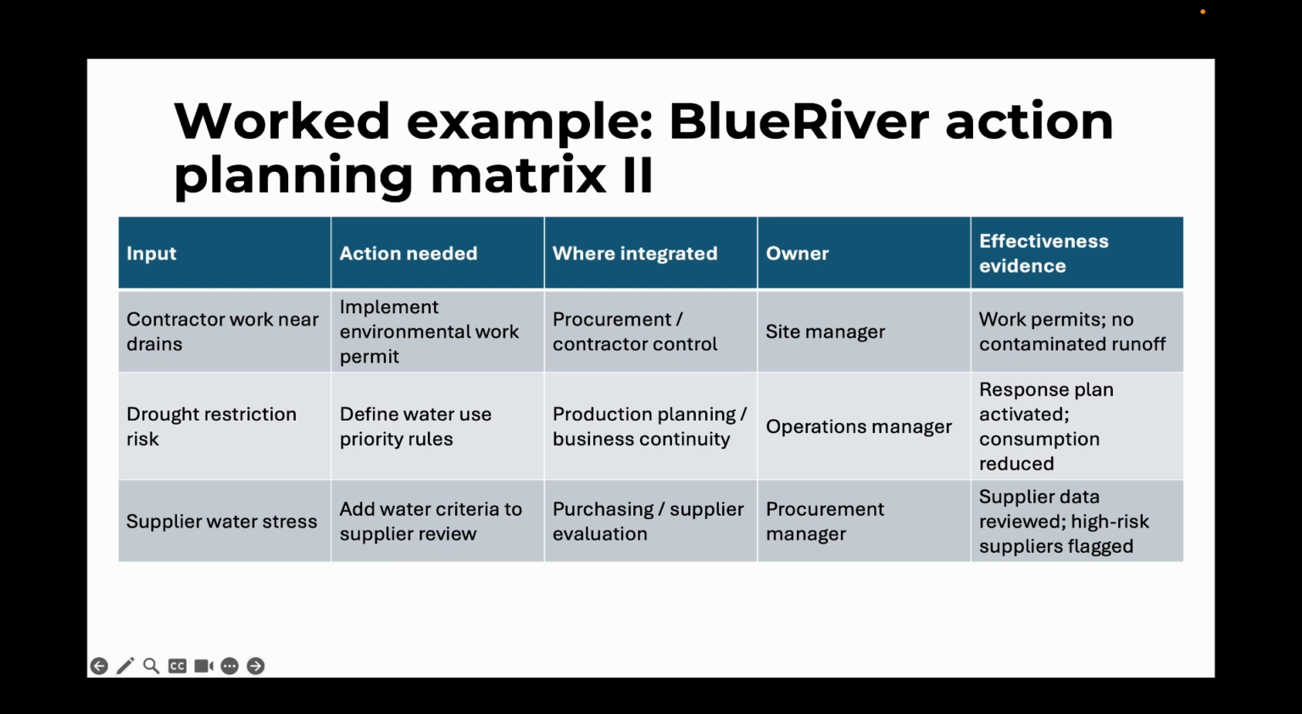Drought restriction risk leads to water use priority rules, and these are integrated into production planning and business continuity. And supplier water stress leads to water criteria in supplier review. So these are integrated into purchasing and supplier evaluation. So this is the practical meaning of planning action. And don't forget that column there for effectiveness evidence.